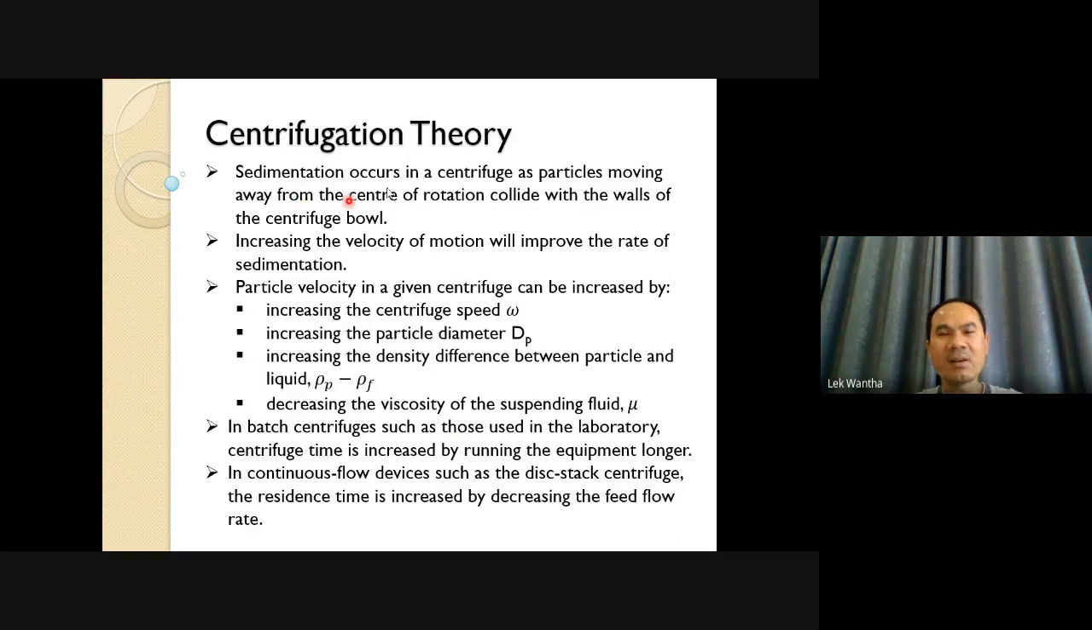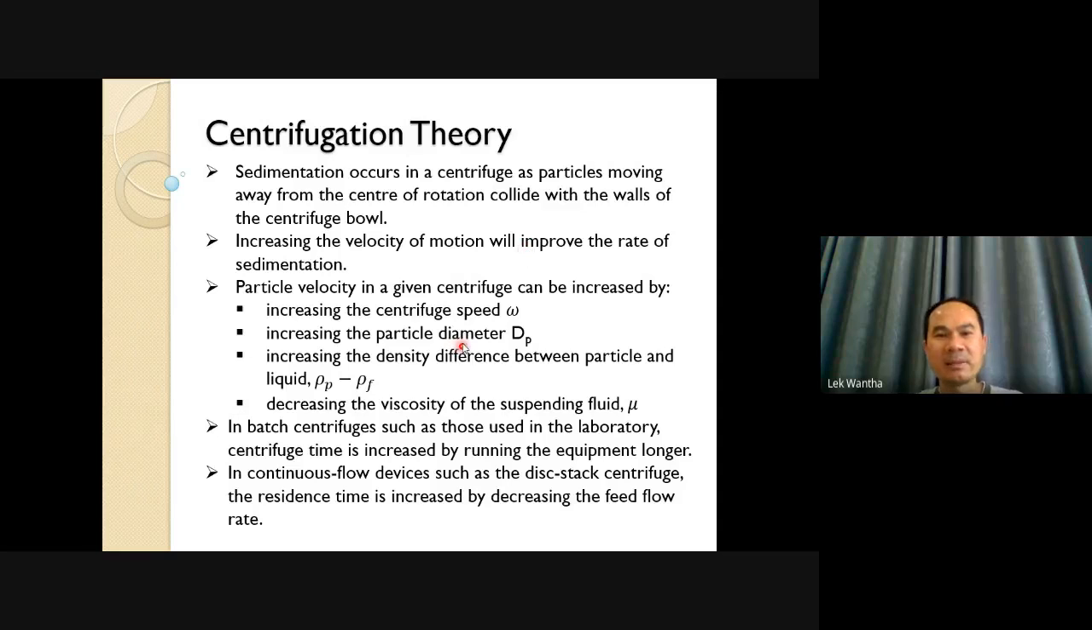Sedimentation occurs in a centrifuge as particles move away from the center of rotation. Sedimentation is the settling of solids, which happens when separation by centrifuge makes them collect at the wall. We can improve the efficiency by increasing the velocity of motion. If you increase the velocity of motion, you increase the centrifugation force, and you can improve the rate of sedimentation.